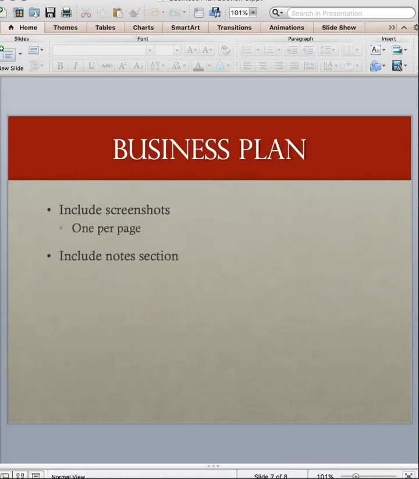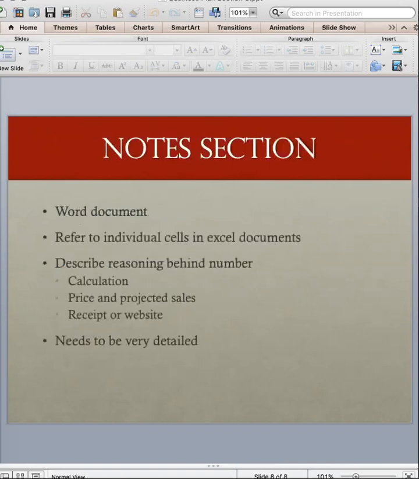Now, in your business plan, you'll need to include screenshots, which is what I'll suggest, of each of the 3 financial statements, 1 per page. Also in your business plan, the Section 3 submission should include a notes section. This is just a Word document with references to individual cells in the Excel financial sheets. In this notes section, you'll describe your reasoning behind each number recorded, whether this is a calculation, the price and projected sales behind your revenues, or receipts from companies or websites. I want sources for all your numbers. This obviously needs to be very detailed.